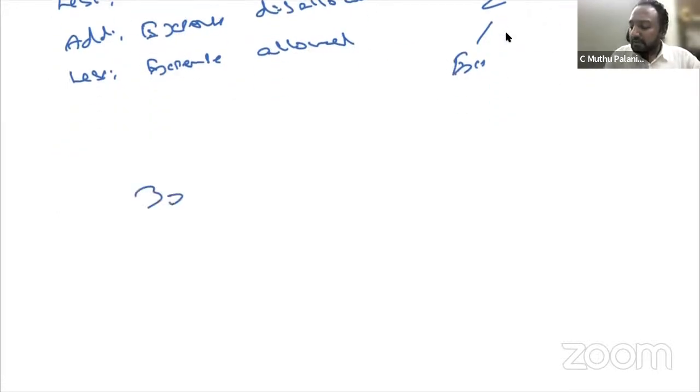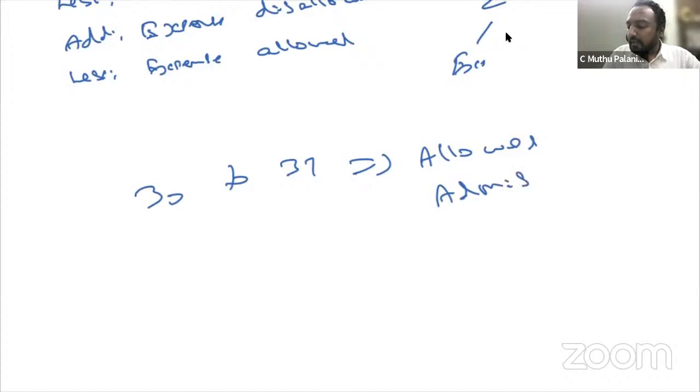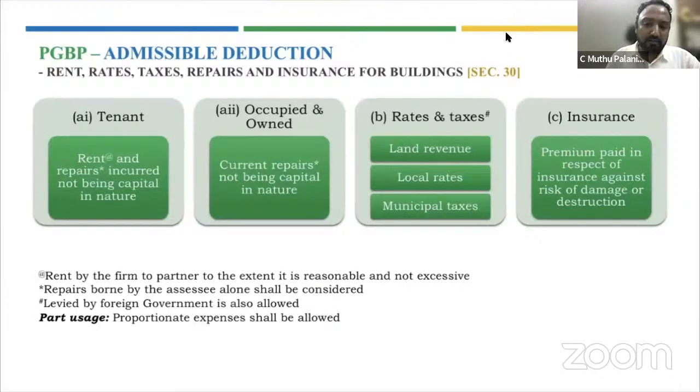So the structure goes: section 30 to 37 are allowed, that is admissible. Anything which is allowed as expenditure is discussed between section 30 to 37. We'll start with 30. When you need to start a business, first and foremost you require a space, a place where you can start your business. So the first expenditure is for building the space. That is what is important.